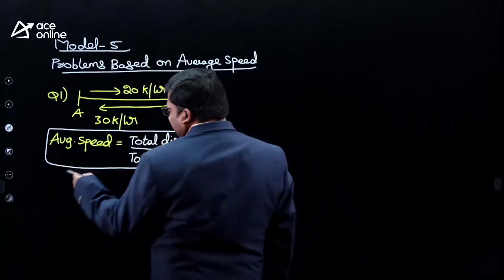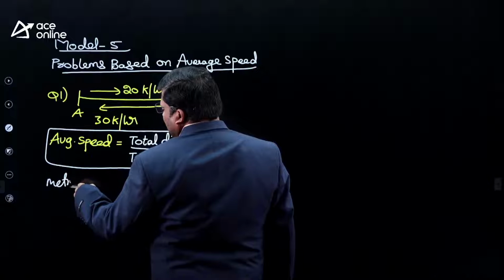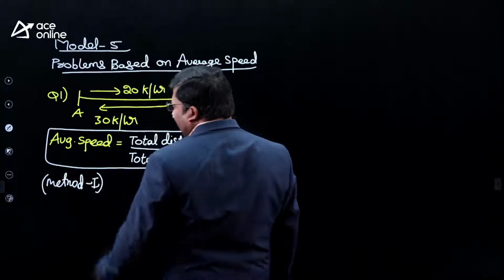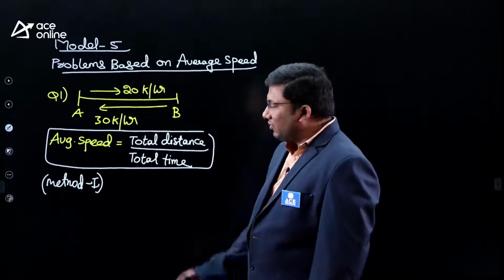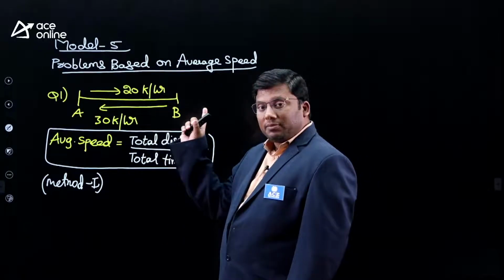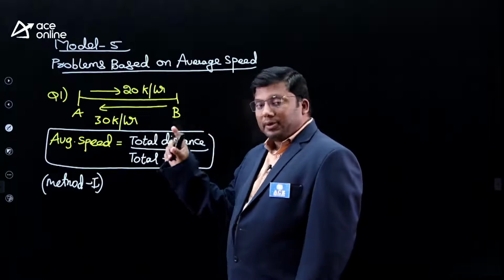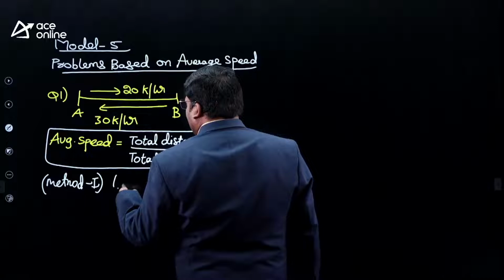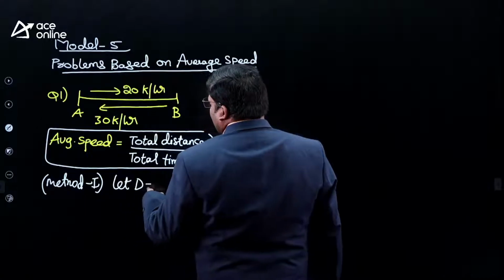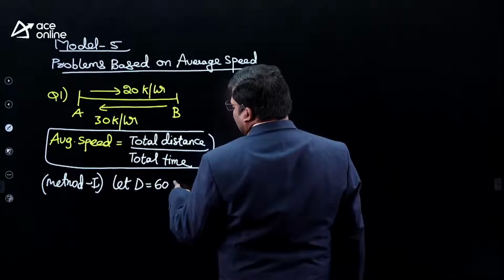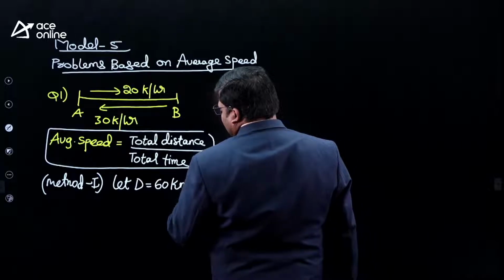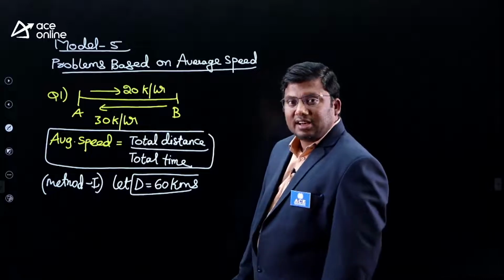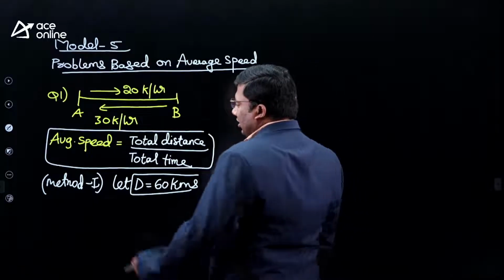Method 1. Listen carefully, sir. A person is traveling from A to B, then coming from B to A. What is constant? Distance is constant. So let D be equivalent to the LCM of 20 and 30. It is 60 kilometers. Let the distance be 60 kilometers.